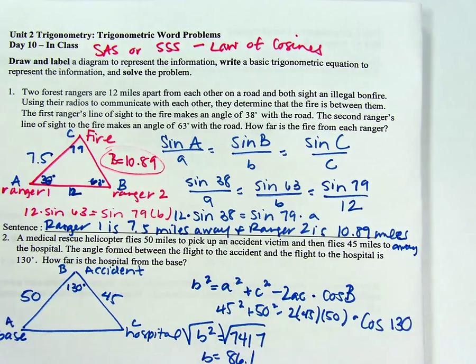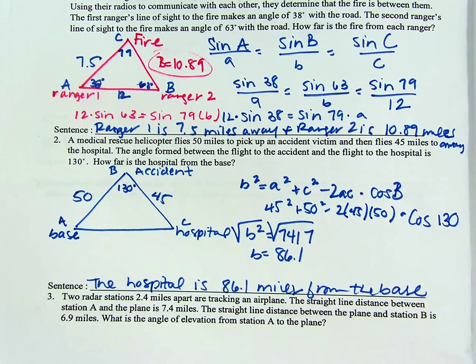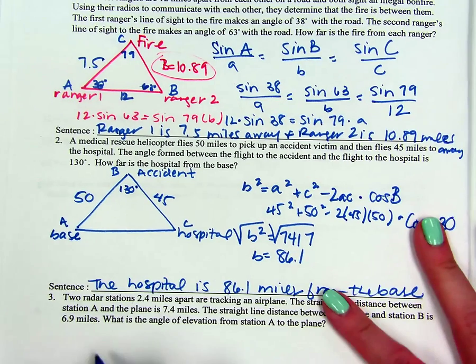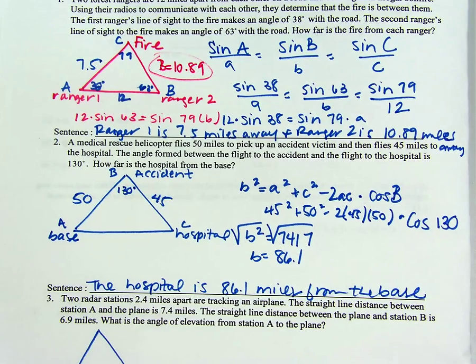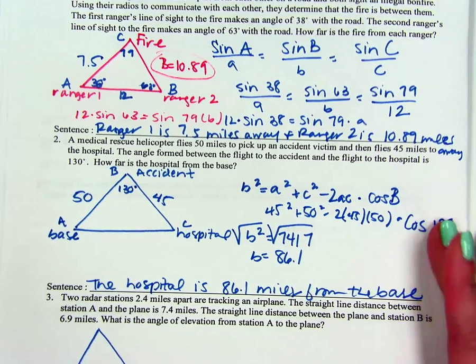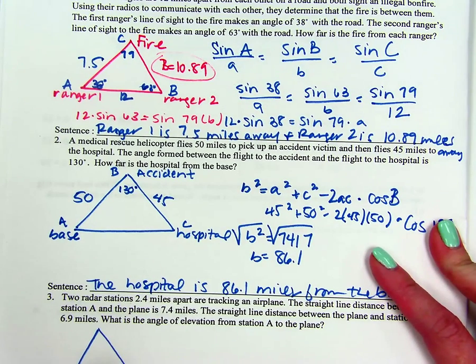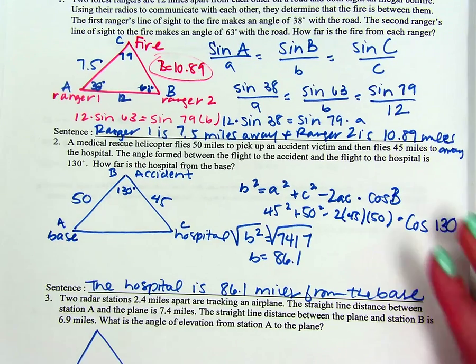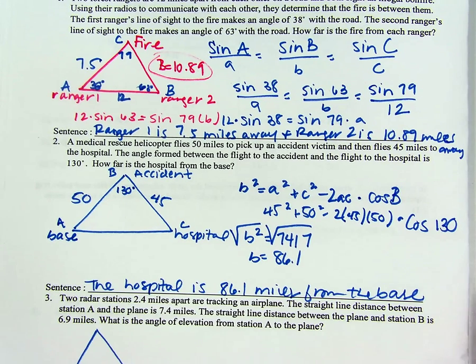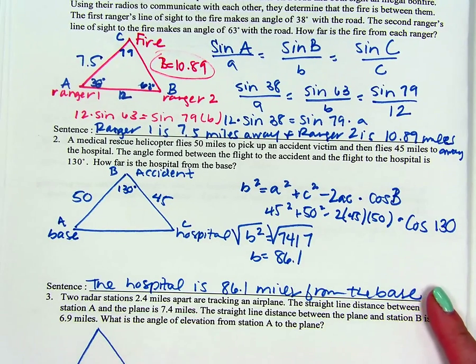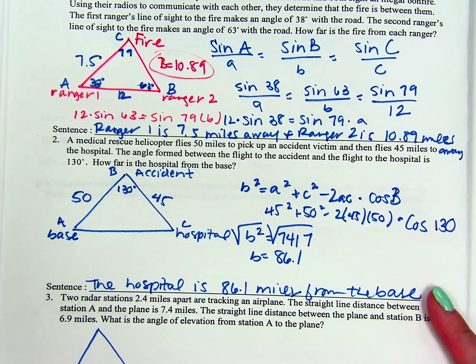All right, last one. Two radar stations are 2.4 miles apart and are tracking an airplane. So I'm going to start again with my triangle. Okay, so two radar stations. Let's just call this radar station A and radar station B. It says the two radar stations are 2.4 miles apart. So we know that the side between the two of them is 2.4.